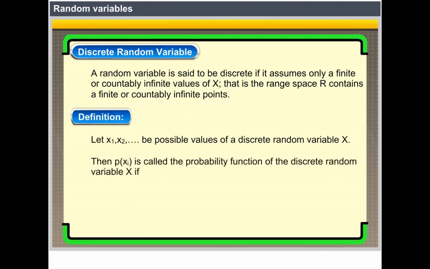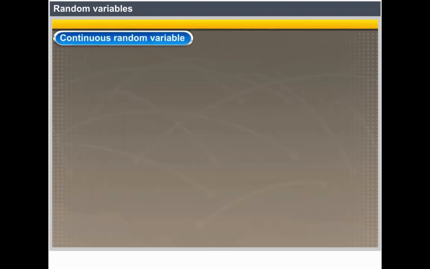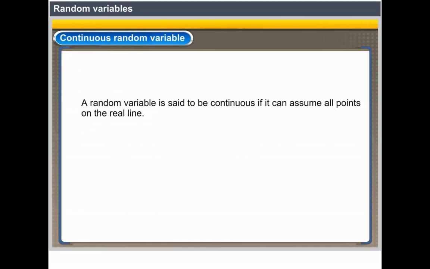Then P of xi is called the probability function of the discrete random variable X if, subdivision 1, P of xi is greater than or equal to 0 for all i equal to 1, 2, etc. Subdivision 2, summation over i of P of xi equal to 1. Continuous random variable: a random variable is said to be continuous if it can assume all points on the real line.